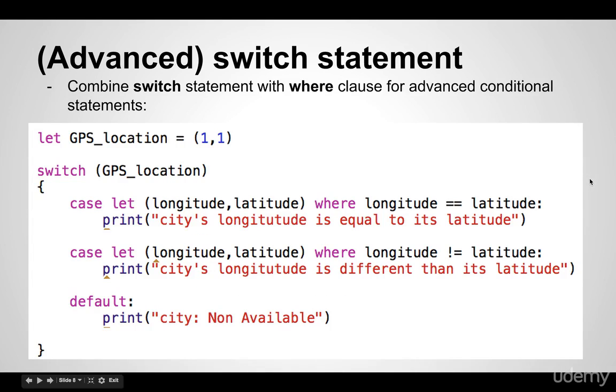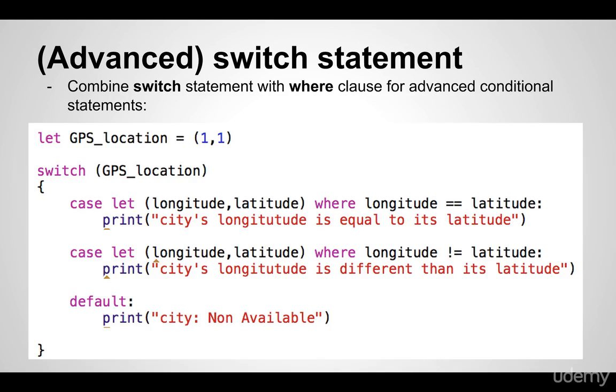And another advanced one is the switch statement that's mixed with the where clause. Okay, so this time, as you can see, we can do something that's more mathematical here. Take a look at the case. You guys see the case let longitude, latitude, where longitude is equal to latitude. Now, longitude and latitude can be any values here in this case. It could be 10, it could be 100, it could be a million. It would take all the values. It does not matter. What matters is that it tests if the longitude is equal to the latitude. And in the very next case, it tests in the where statement if the longitude is different than the latitude.